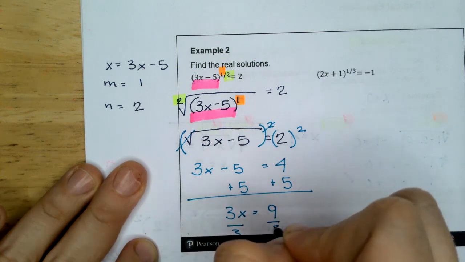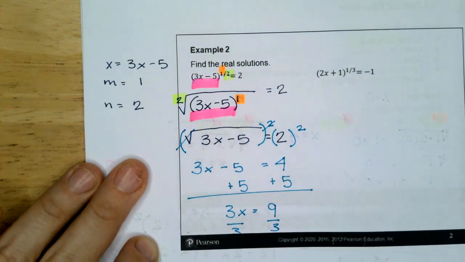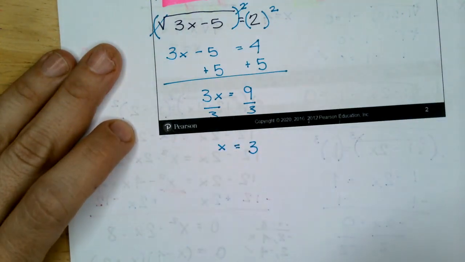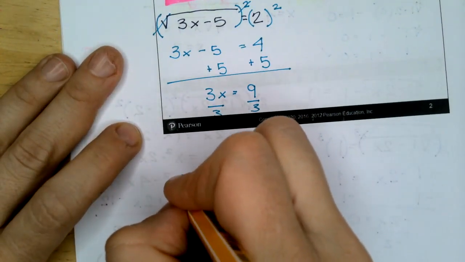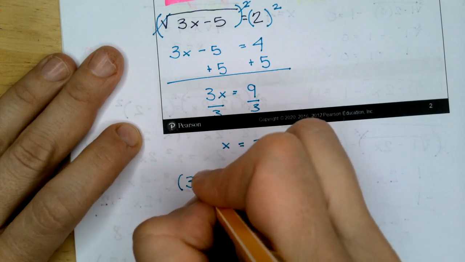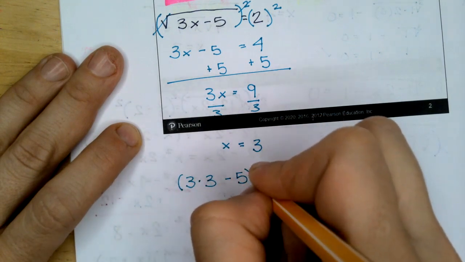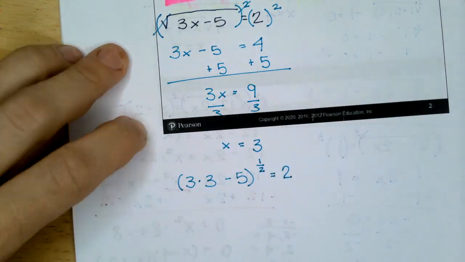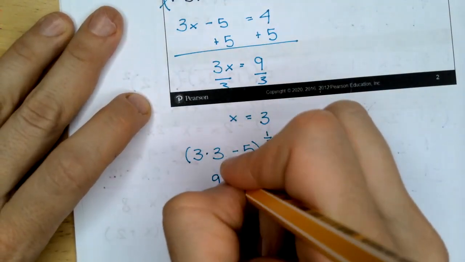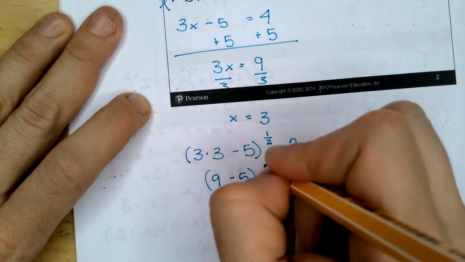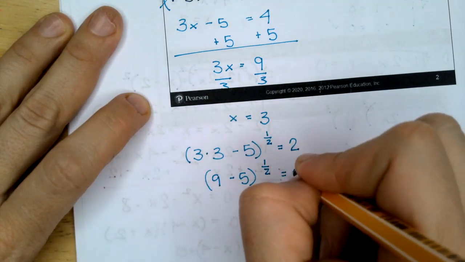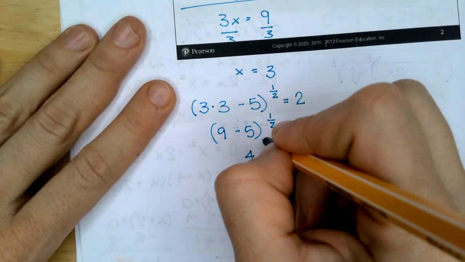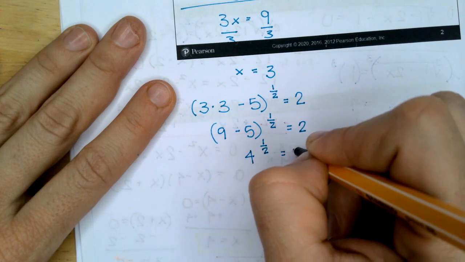Divide by 3. Divide by 3. X is equal to 3. Good. Make sure it works. 3 times 3 minus 5, to the power of 1/2, is equal to 2. 3 times 3 is 9. 9 minus 5, to the power of 1/2, is equal to 2. 9 minus 5 is 4. 4 to the power of 1/2 is equal to 2.